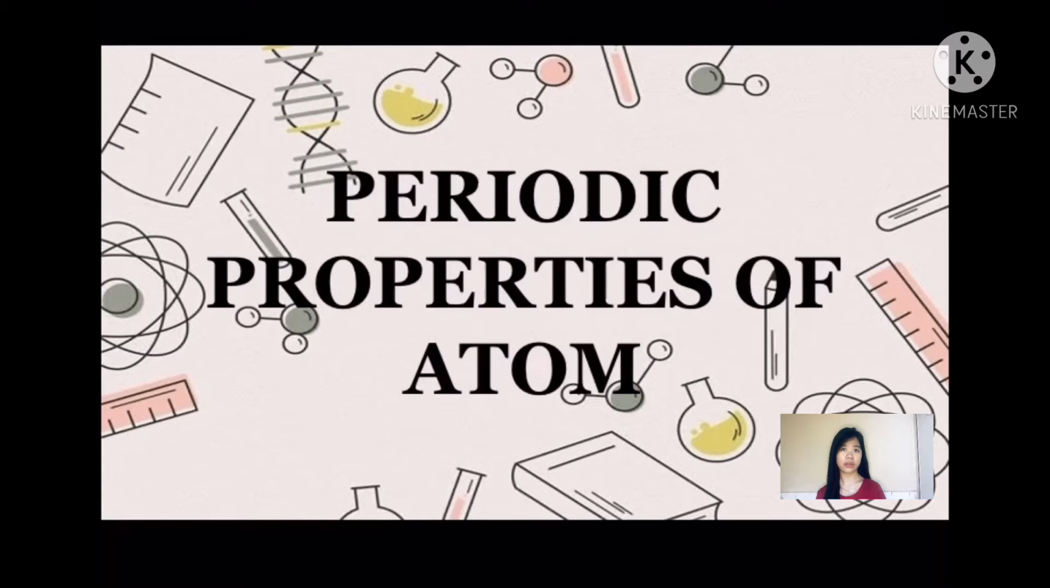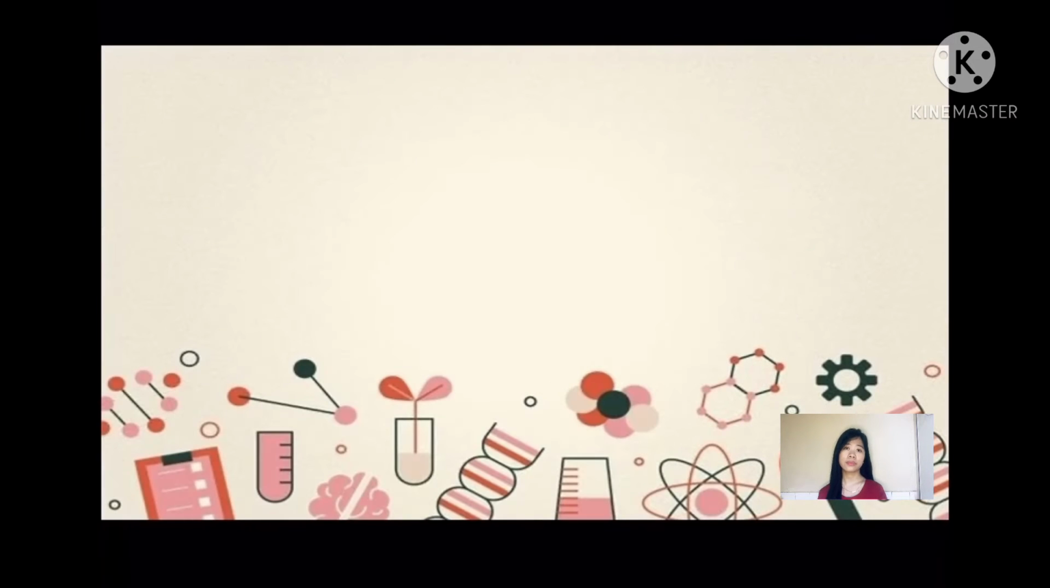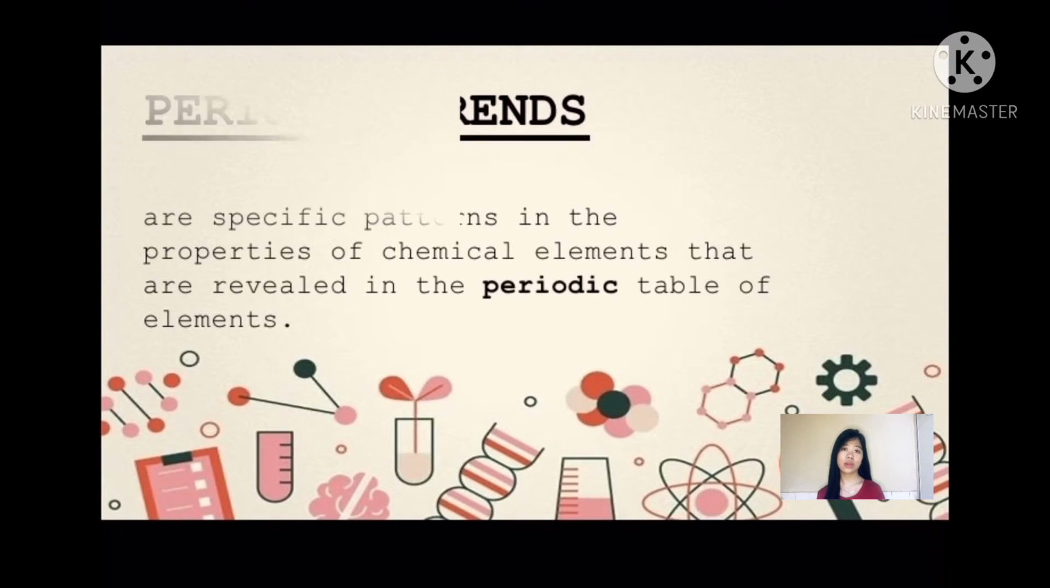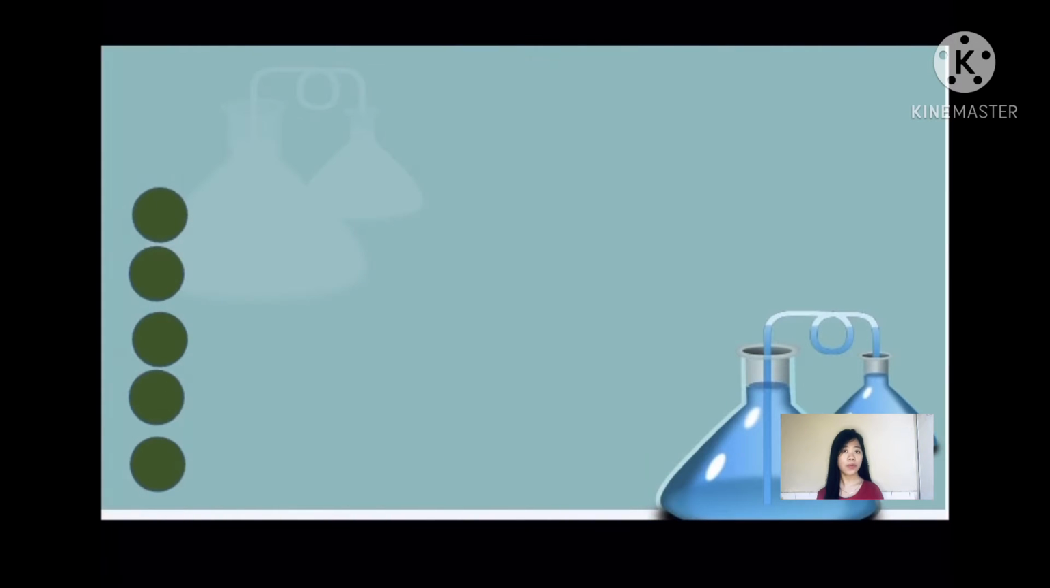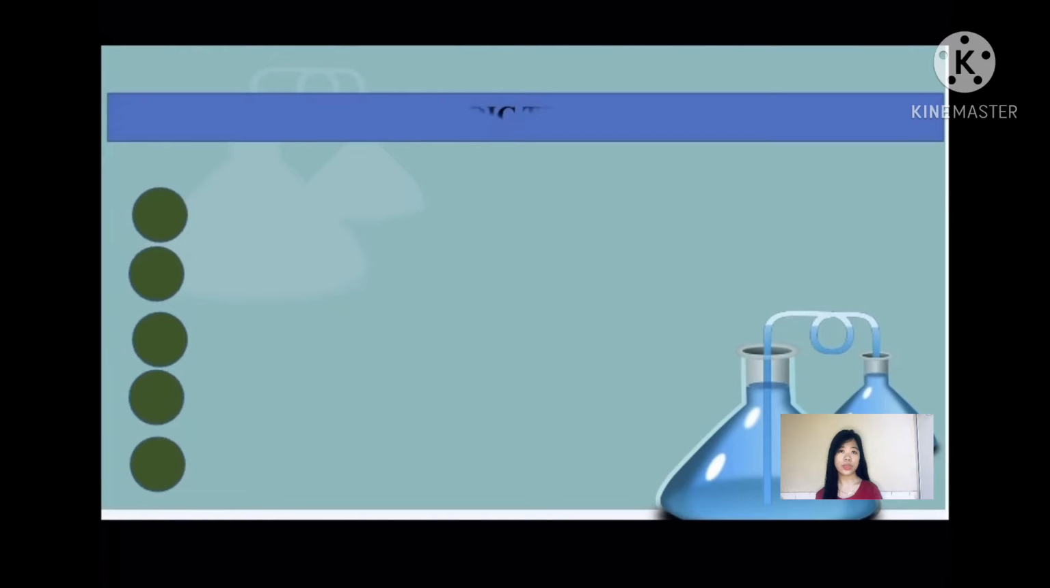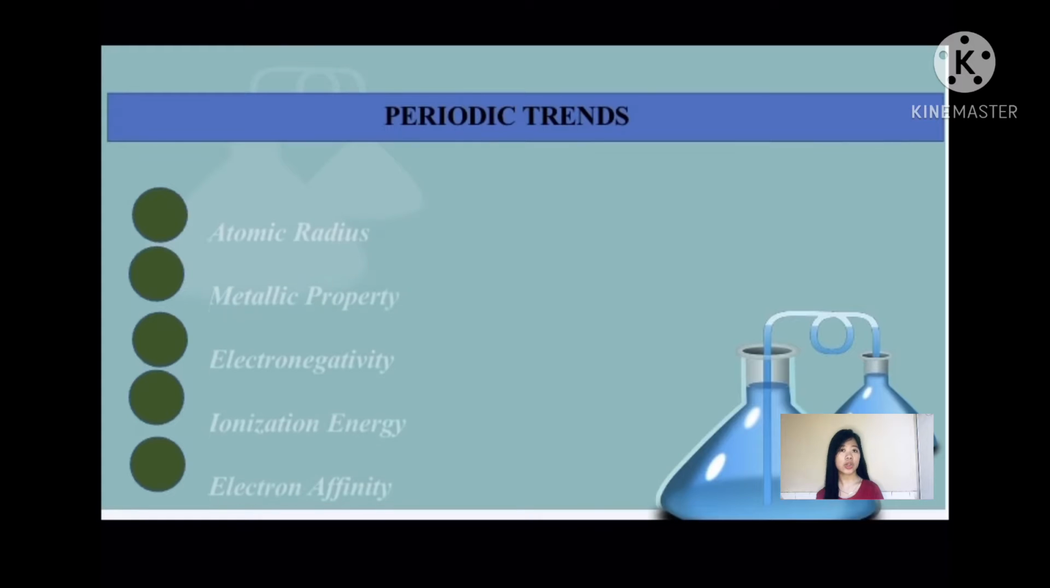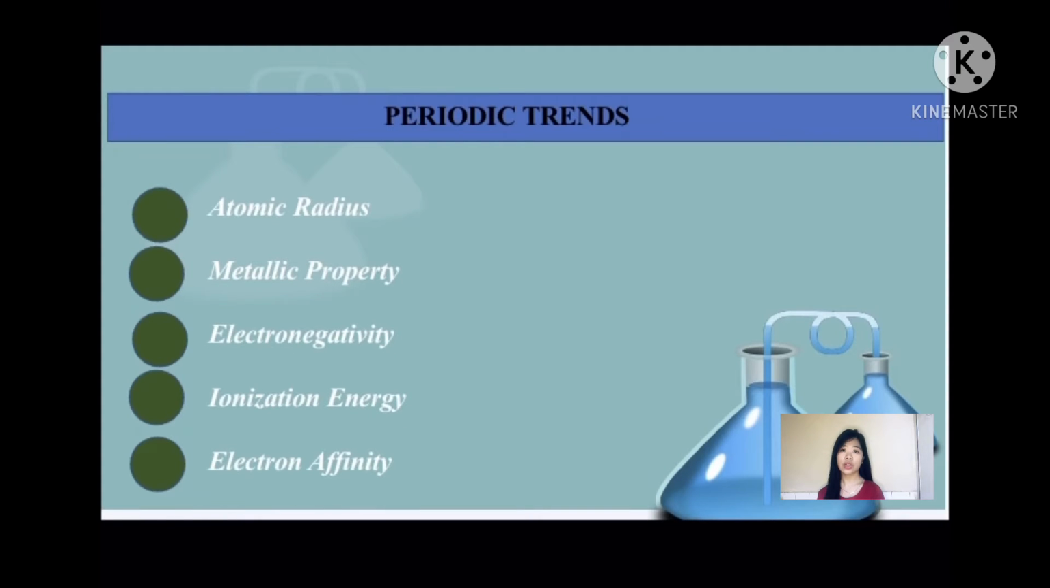But before we start, ano nga ba ang periodic trends? Periodic trends are the specific patterns in the properties of elements that are revealed in the periodic table. We have 5 common periodic trends. First is atomic radius, then metallic property, electronegativity, ionization energy, and last is electron affinity.